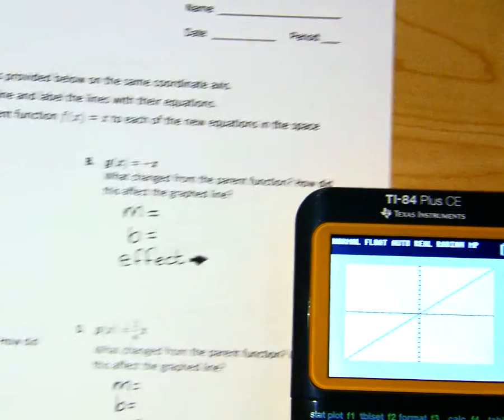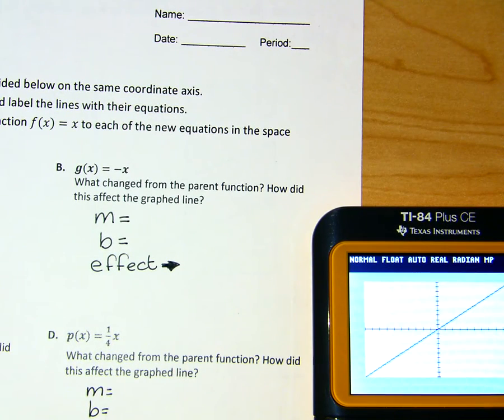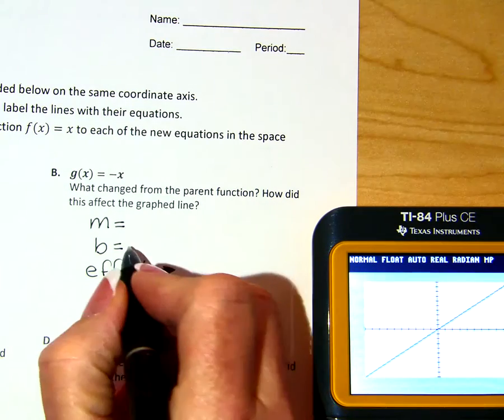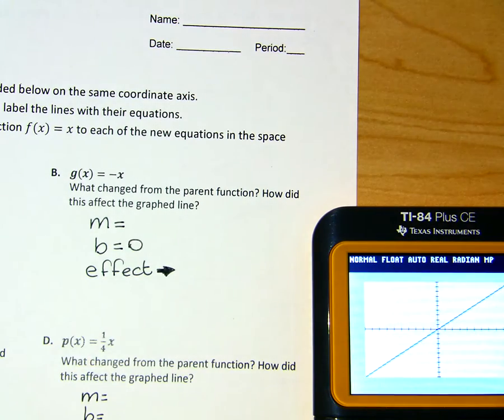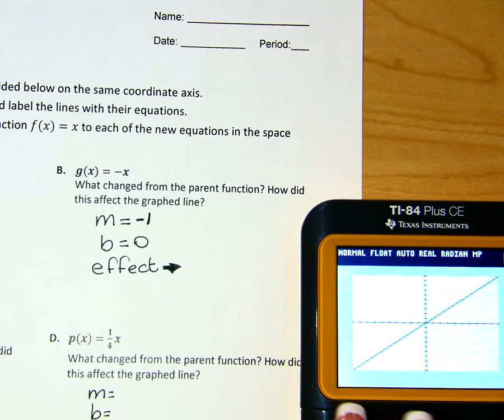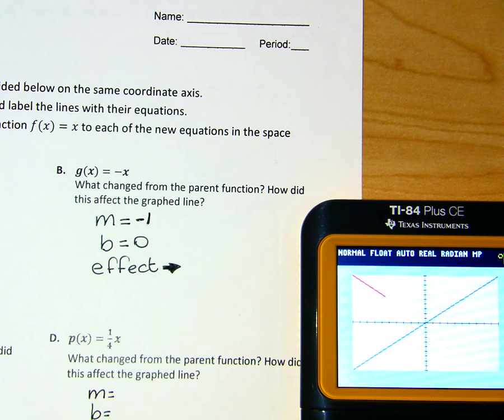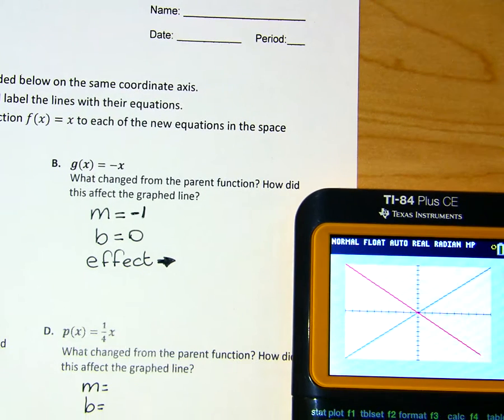So then let's move over to B. Here we have a change. What changed from the parent function and what is its effect? The y-intercept is still going to be 0, but our slope is now -1. So let's go back and graph that, and that's going to be negative x, and see how that compares to the first graph. So here is our new equation.